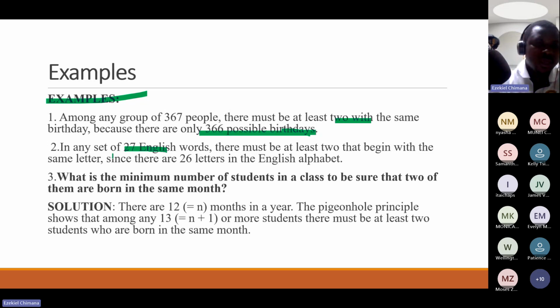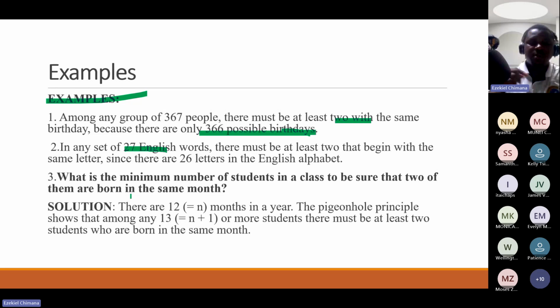Just like that. So here we've got this question which says, what is the minimum number of students in a class to be sure that two of them are born in the same month? This question again requires you to use the pigeonhole principle to solve it. So how do you look at this? We only have 12 months in a year. So how many students do we need to be sure that at least two were born in the same month?